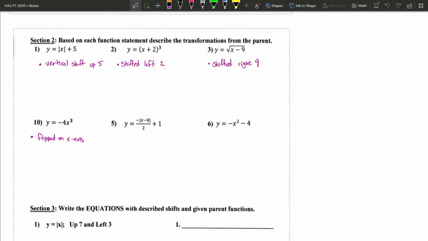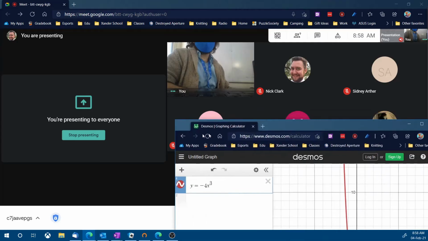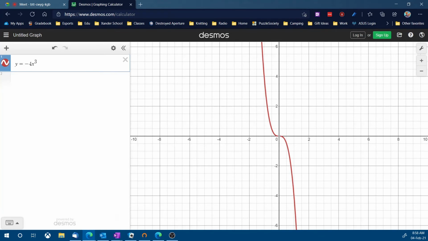Oh, Mr. Clark, you wrote down the wrong thing. Way to go. Look at me being a bad teacher. I meant flip on the y-axis. No, let's flip on the x-axis. I'm sorry. I'm blinded today.